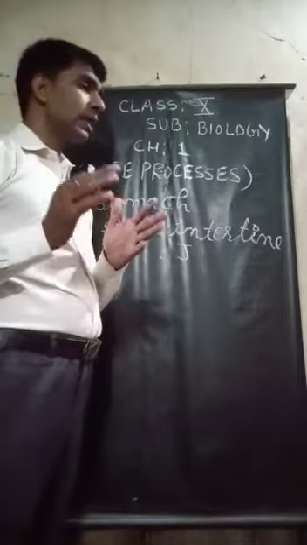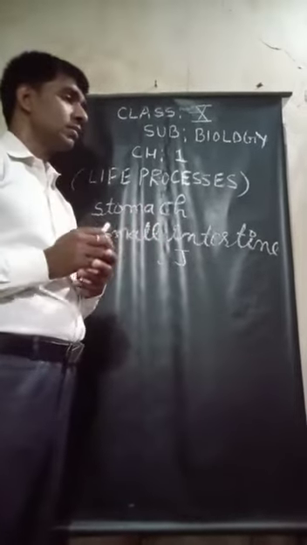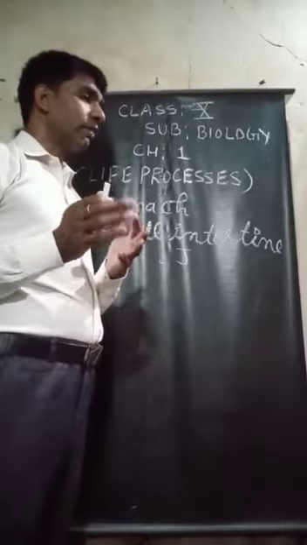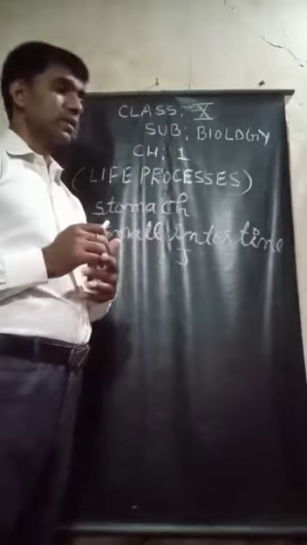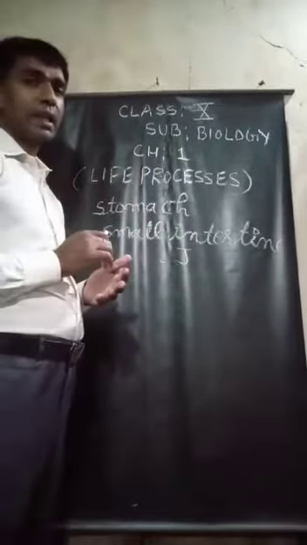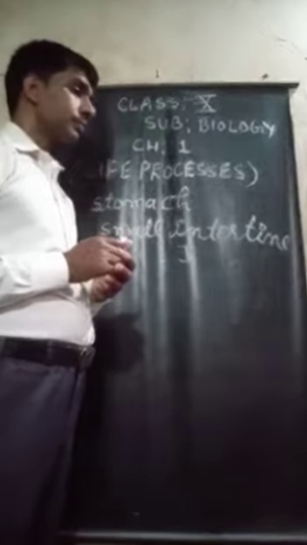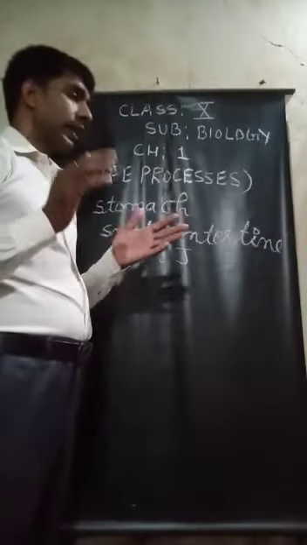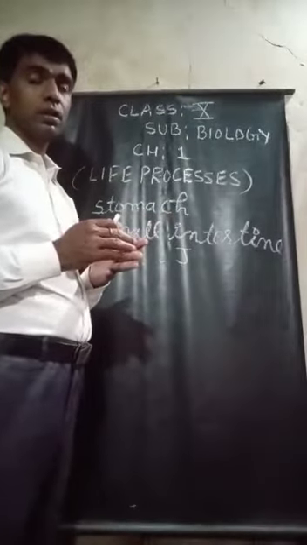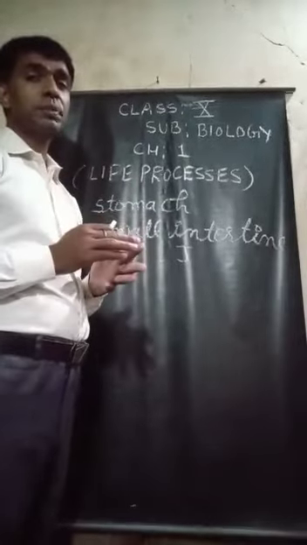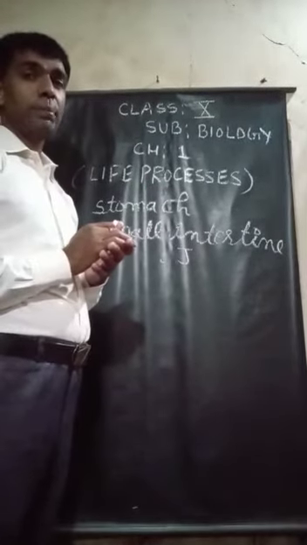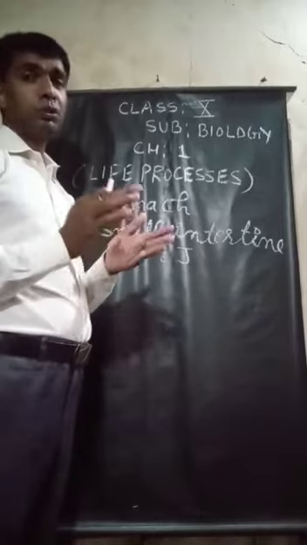A similar sphincter is also present at the front end of the stomach to prevent the backflow of food into the esophagus.